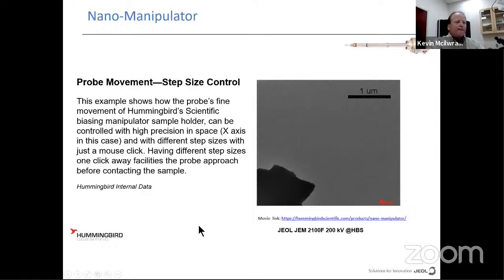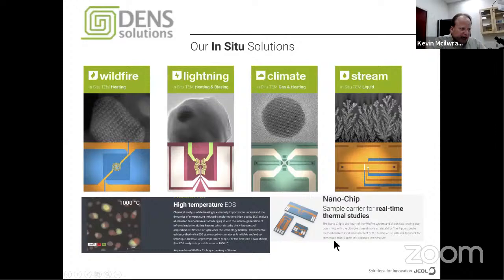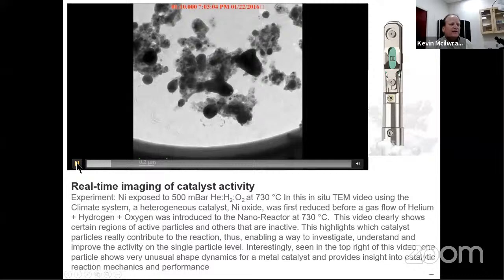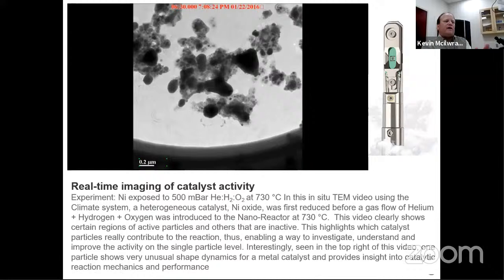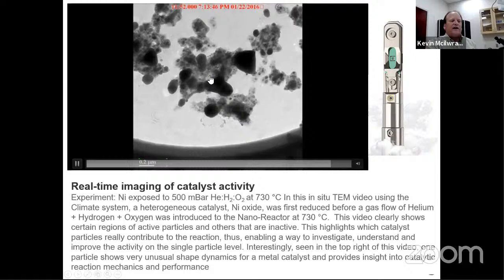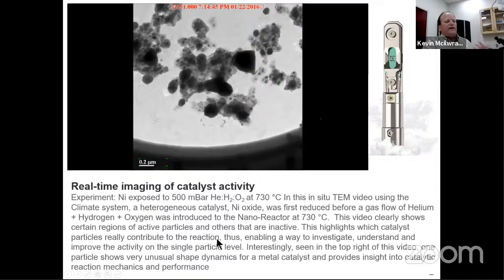Another company is DENSsolutions. They make a high temperature holder that's analytical up to 1,000 degrees C. And you can look at here, real-time imaging of catalytic activity. What they've done with this holder is the nickel is exposed to a certain pressure of helium, H2O2 at 730 C. And as they bled the gas in, they reacted things. You can see what catalysts are reactive, right? So it gives you an idea what the dynamics are of the catalyst that you're working with, and gives you an idea of performance.